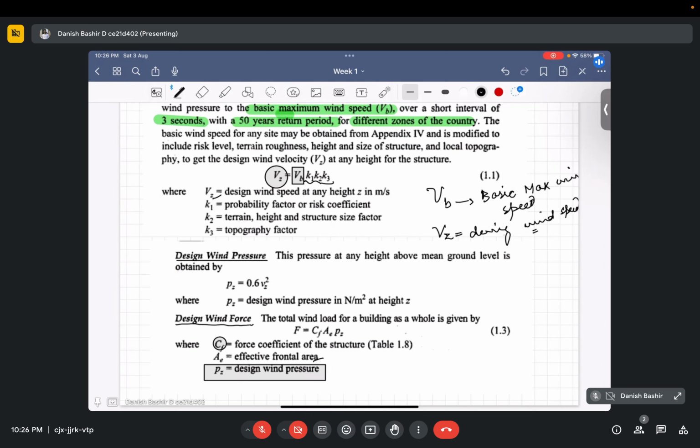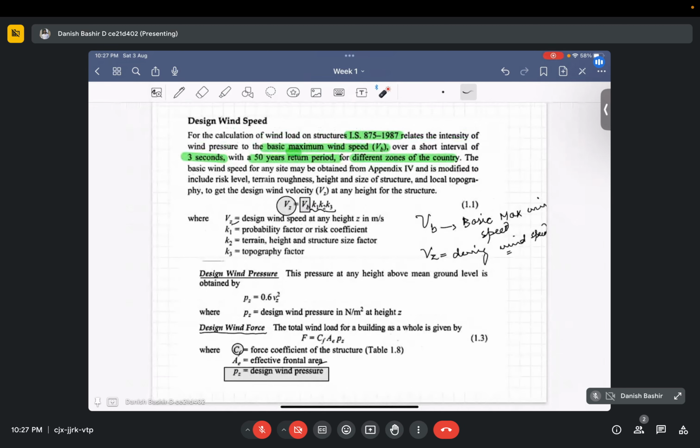So if we know the different factors for our structure K1, K2, K3, and the basic maximum wind speed VB, we can easily calculate the design wind speed VZ. After calculating VZ, we can easily calculate the design wind pressure PZ, that is 0.6 of VZ square. After calculating PZ, we can easily calculate the design wind force on our structure, or the design wind load. That design wind load we can take into consideration in our design process, and we can accordingly design our members.